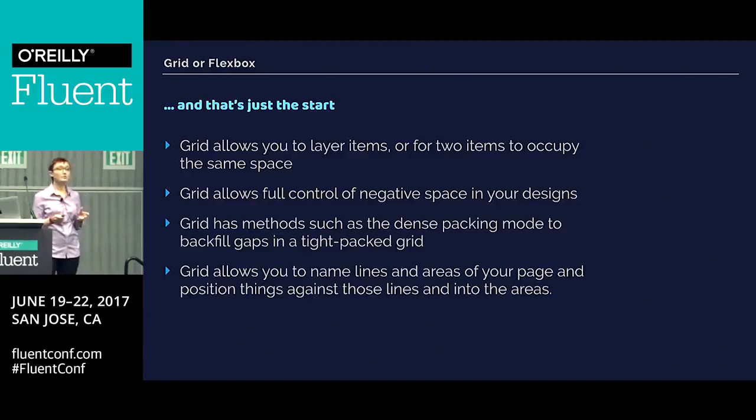We can layer items because more than one thing can be in a grid cell. It gives you control of negative space. You've got rows, so you can say you want something to start in row 3 and leave space above it, and that's absolutely fine. Grid has methods such as the dense packing mode to backfill gaps in a type-packed grid. And also, because we're dealing with the container, grid allows us to name lines and areas of the page and then position things against those lines or into those areas, which is really interesting and gives us very nice ways to create layout. So I'm going to have a quick look at that.